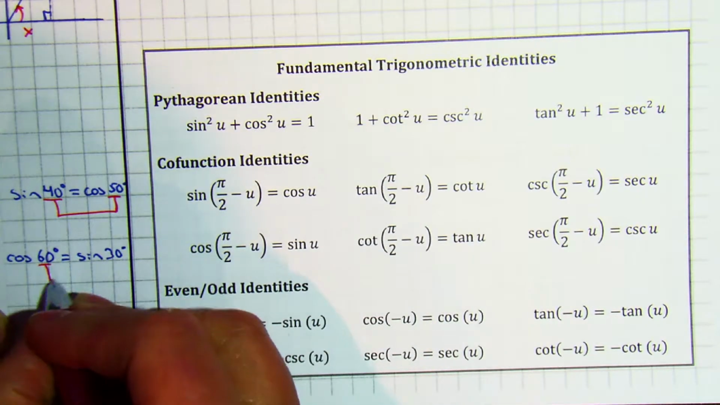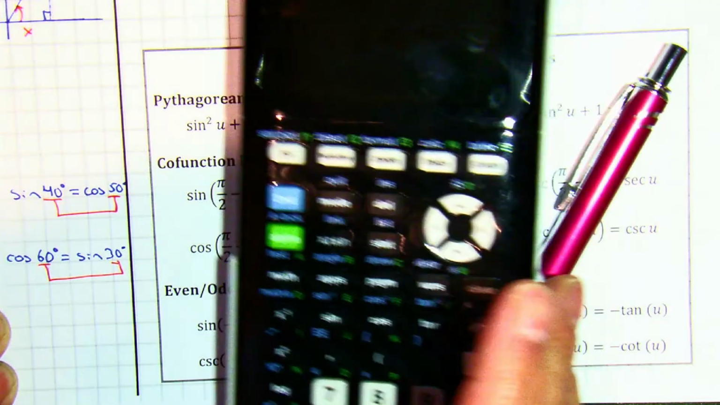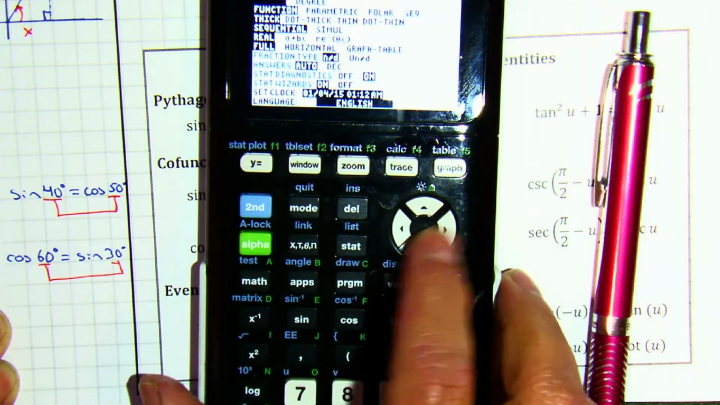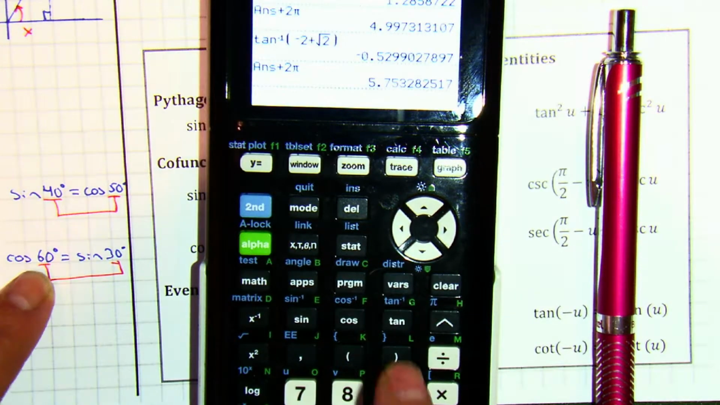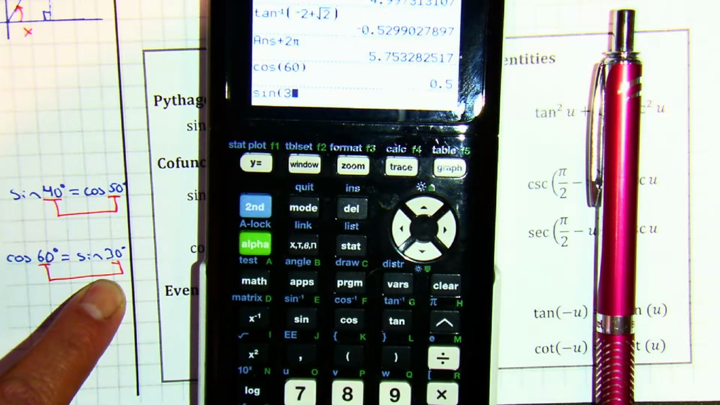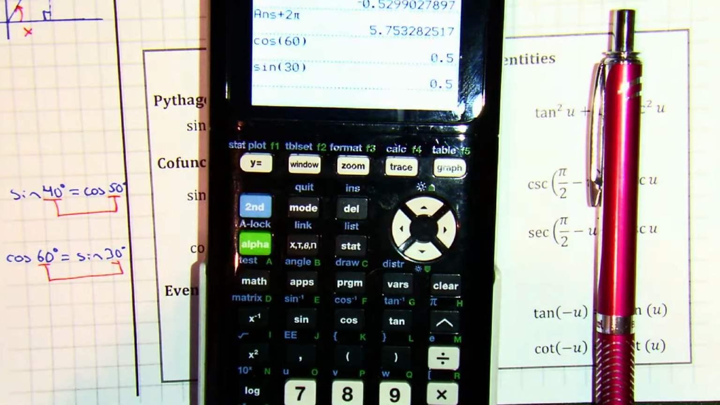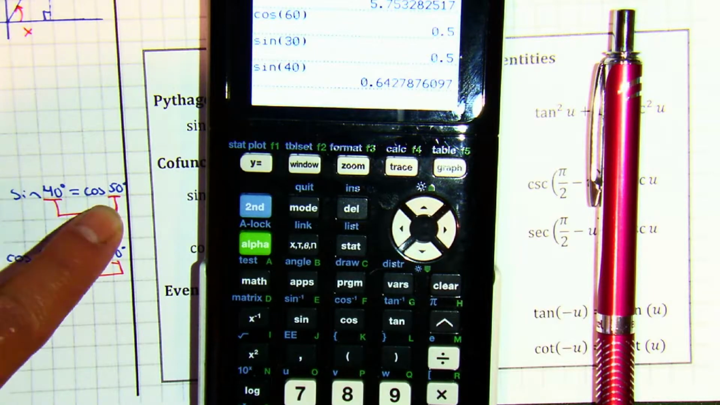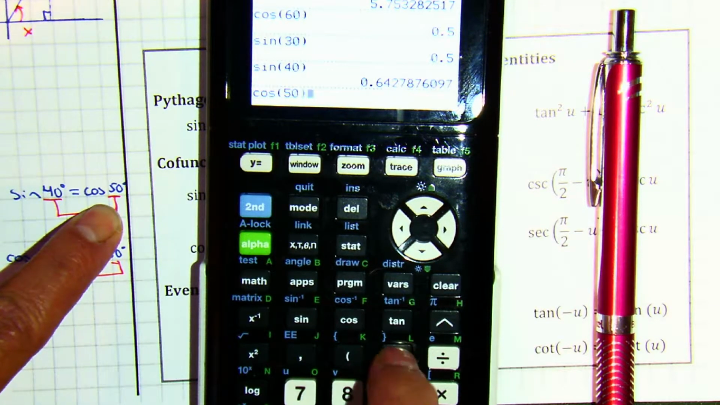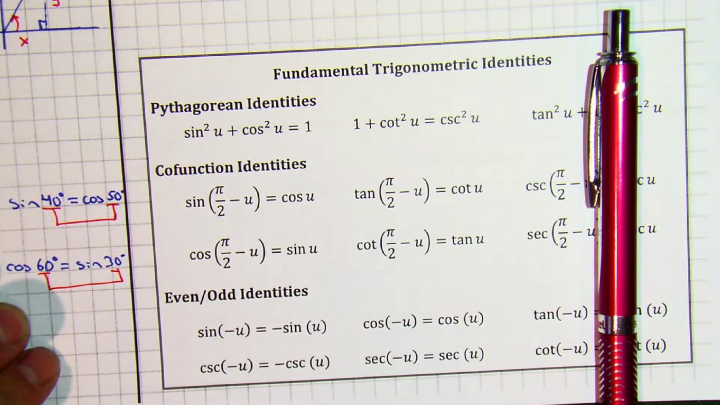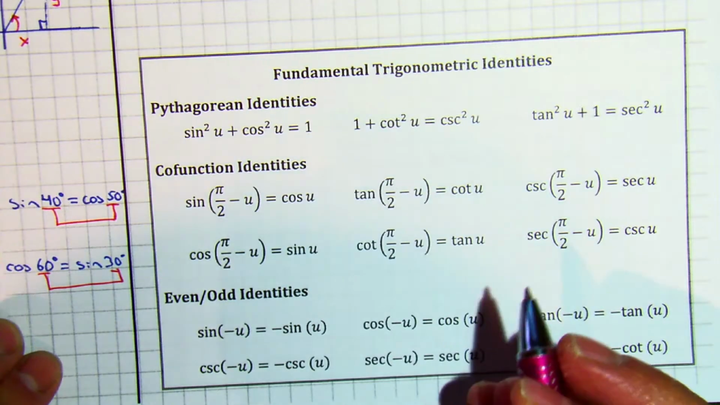And if we type that into the calculator, which we've done before, right now I'm on radians, let me change it to degrees. The cosine of 60 gives me 0.5, and the sine of 30 will give me 0.5. The sine of 40 is equal to 0.64, so therefore the cosine of 50 will give me exactly the same. So we covered the cofunctions in 9.1, or is it 9.2? One of those, chapter 9.